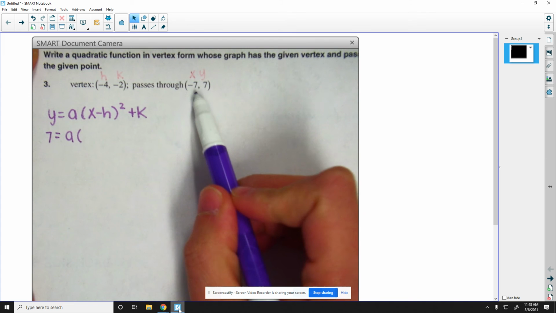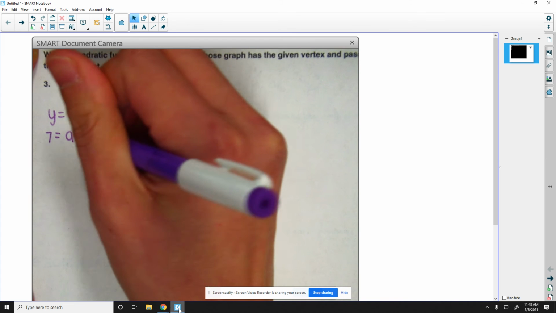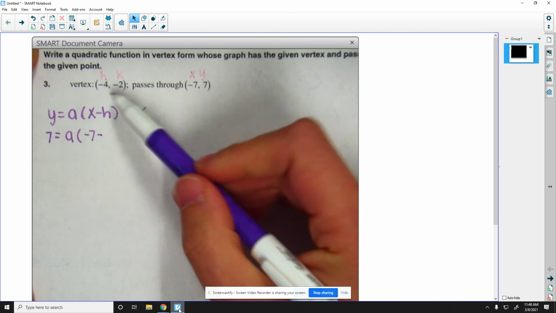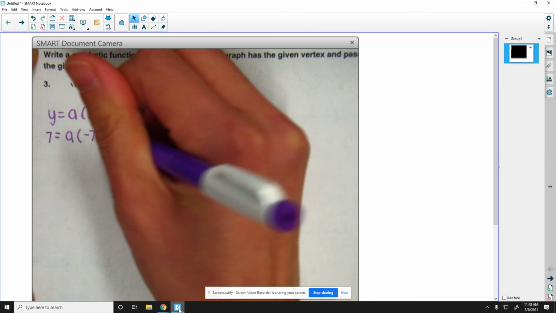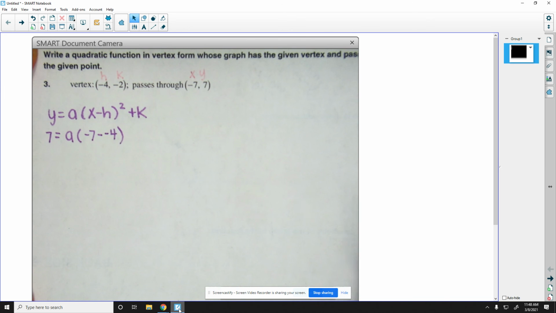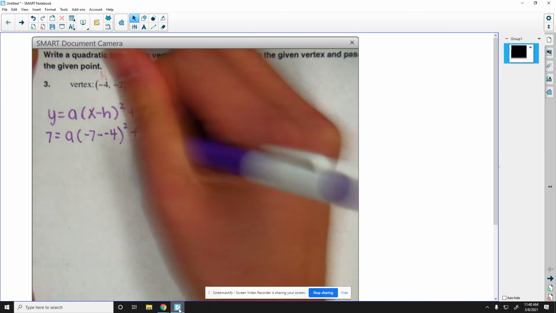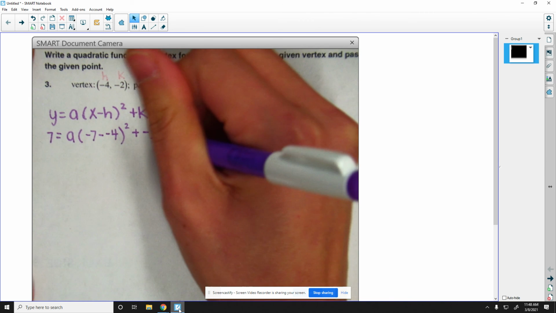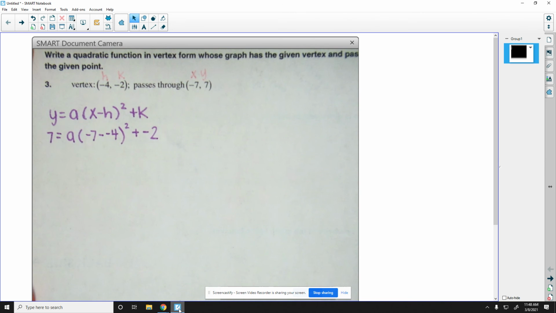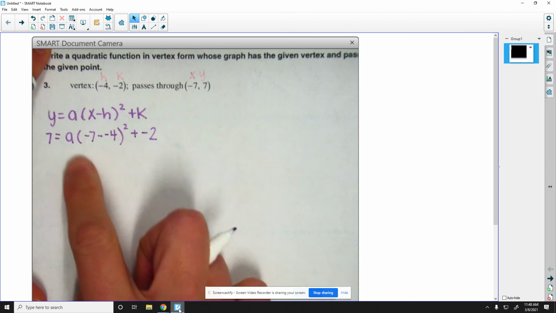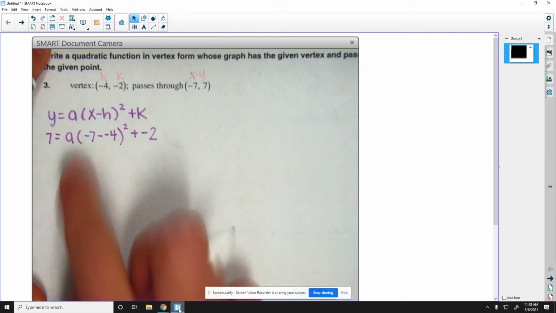Parentheses. X, it says is -7 minus H. H is -4. So notice how I wrote -7 minus -4, not -7 minus 4. Squared plus K, and it looks like K is -2. Okay. Now it looks like we have one variable, one letter, so let's solve for it.